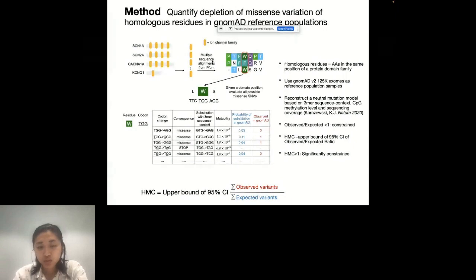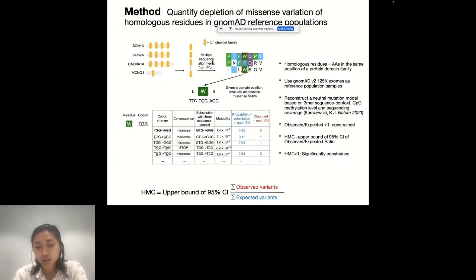To calculate the constraint for a domain position, we need two quantities. One is the number of observed variants. This is directly counted from a reference population. In our work, we use gnomAD version 2, which has 125,000 exomes, as our reference population samples. For the other quantity, we need to know the number of expected variants. For that, we have reconstructed a neutral mutational model from the gnomAD flagship paper. It can give us the prediction based on 3-mer sequence context, CpG methylation level, and sequencing coverage.